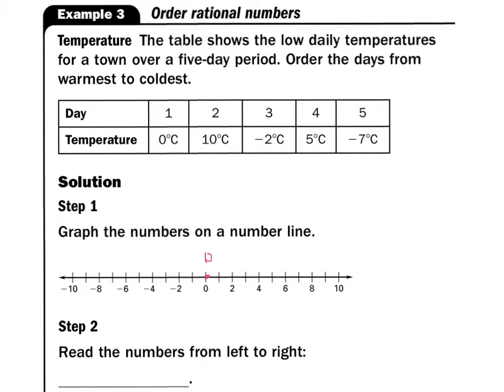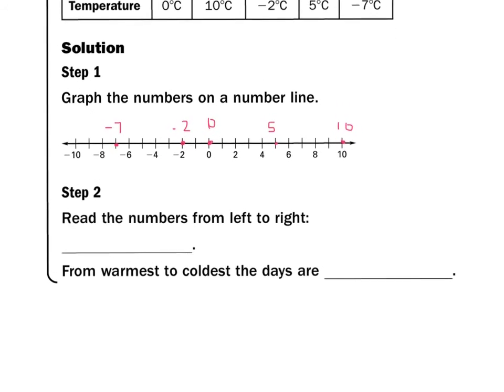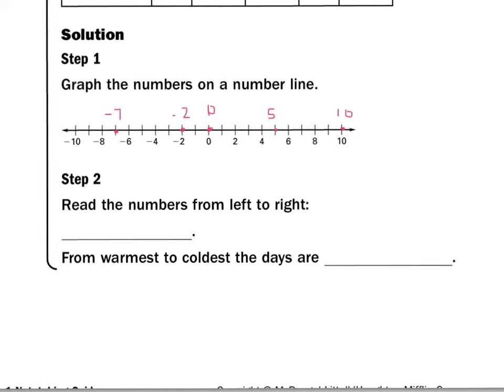Day 2 is 10. So put a dot at 10. Day 3 is -2. Day 4 is 5 degrees. And day 5 is -7. Now, to put them in order from least to greatest, we would read them in order from left to right. That would be -7, -2, 0, 5, and 10.